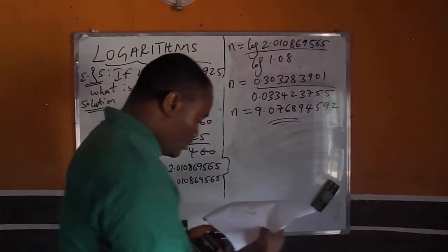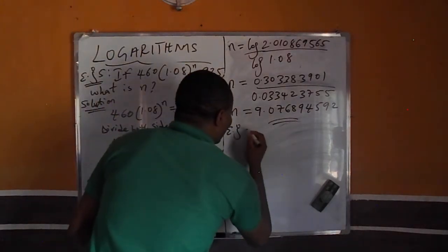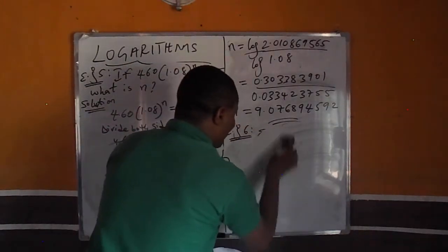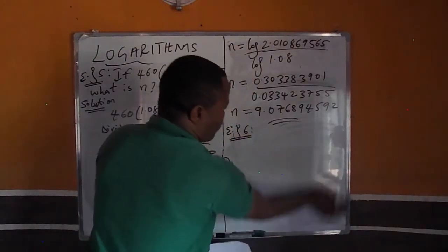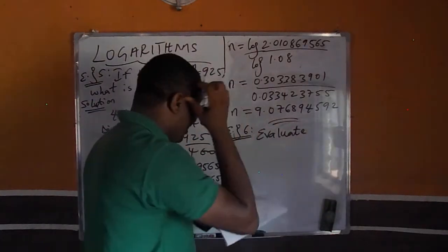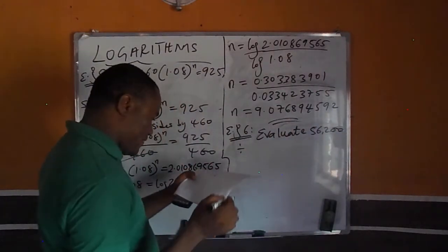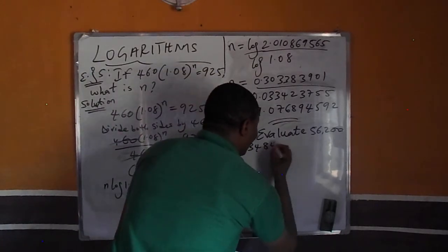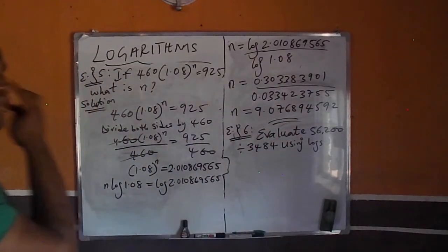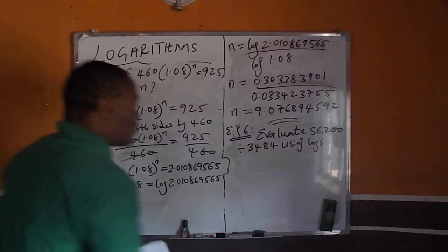We can now proceed to example 6. Example 6 says, evaluate 56,200 divided by 3484 using logs. Now, evaluate 56,200 divided by 3484 using log. Solution.